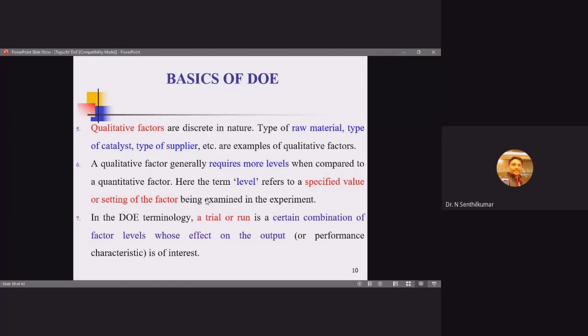For that combination only, we are going to do the experiment. And that is called an experimental run or experimental trial. So by changing this, we are going to identify the effect of inputs on the outputs. We can consider one output, two outputs, 5 outputs, whatever outputs we can consider.